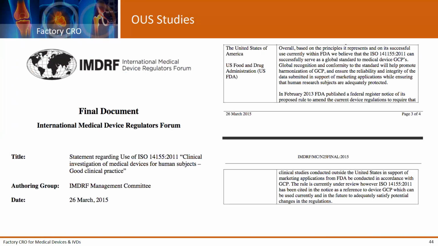And the good thing is that in this ISO standard, you also have many appendices, and you can use those appendices as example documents for your protocol, for your investigator brochure, and so on and so on.